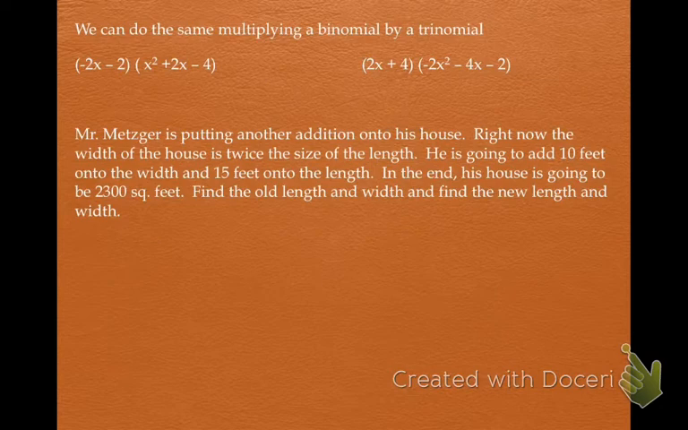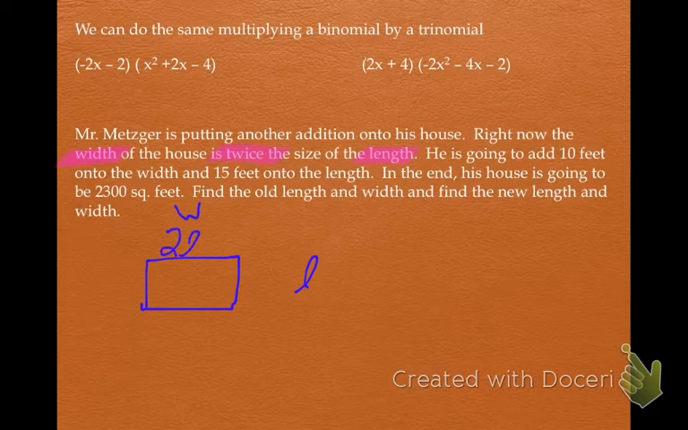Again, with this word problem, I'm talking about putting an addition on my house. So I'm going to draw my house. It says that my width is twice the size of the length. So my width is actually bigger here. So this is going to be my width. This is going to be my length. My width is 2 times my length, so my width is 2L, my length is L.